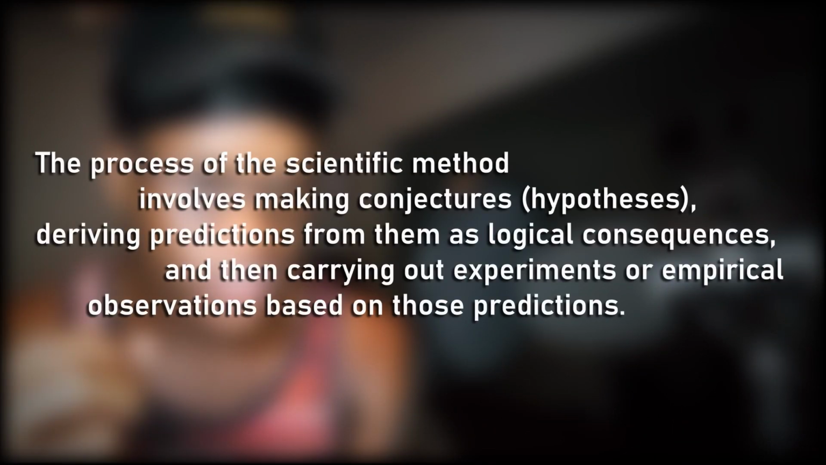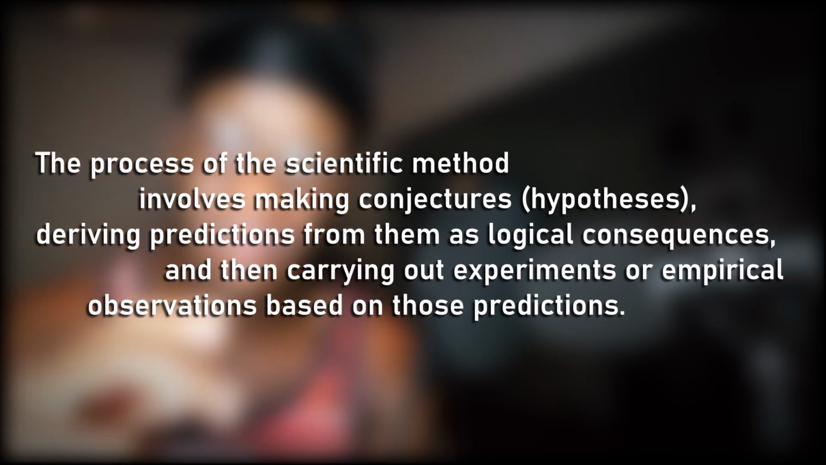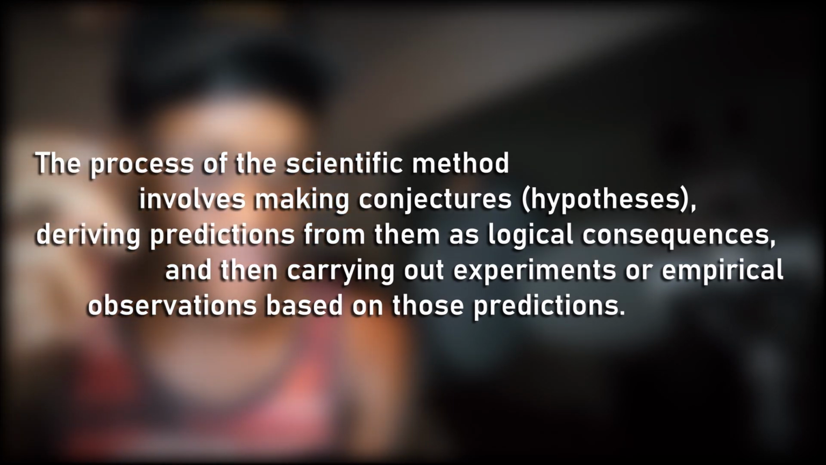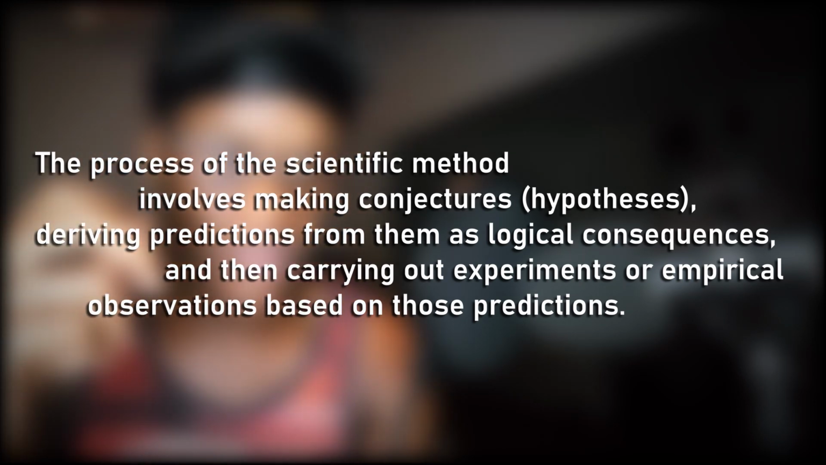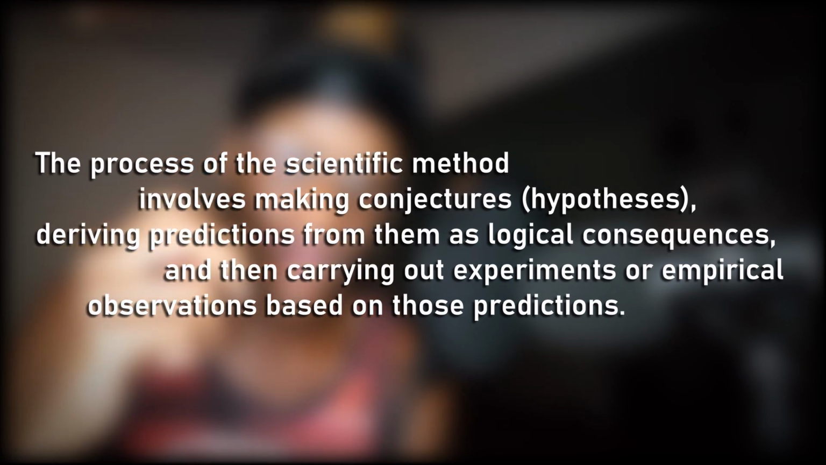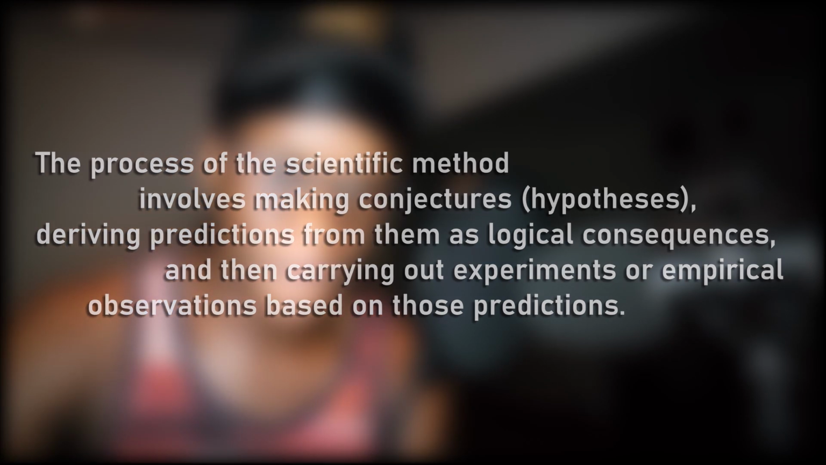The second method is a more preferable way of addressing the claim, right? Because why? It resembles a part of the scientific method. It is more reliable. It is more skeptical, if I can say it like that. The process of the scientific method involves making conjectures, hypotheses, deriving predictions from them as logical consequences, and then carrying out experiments or empirical observations based on these predictions.